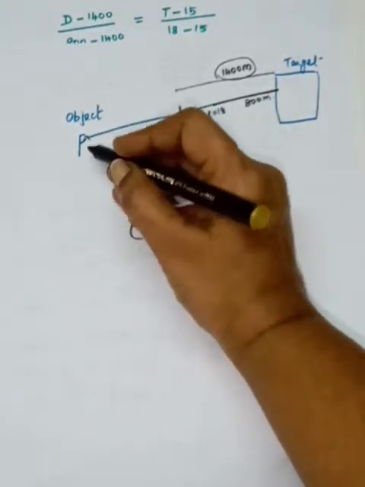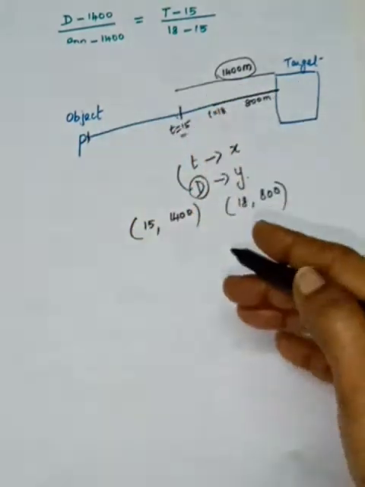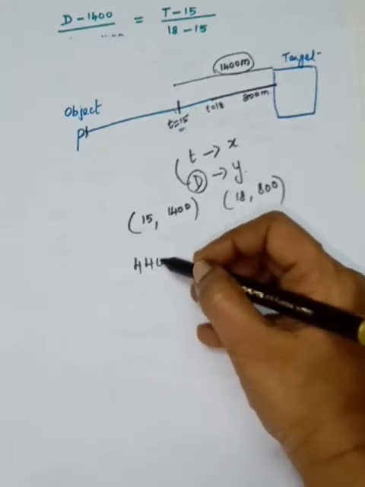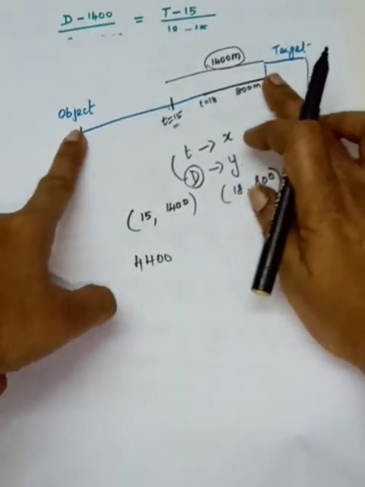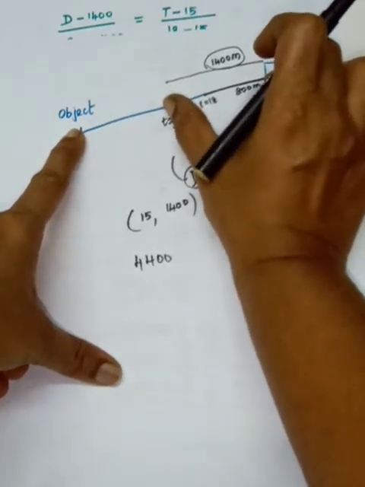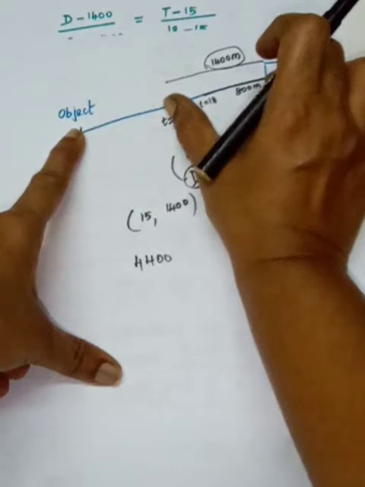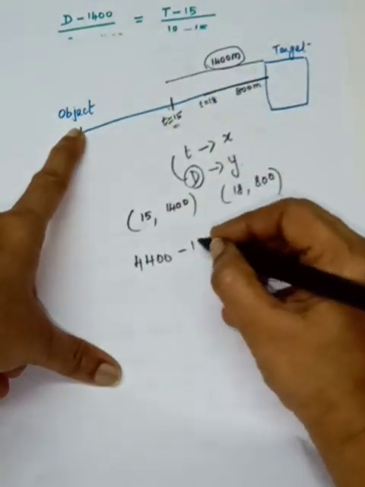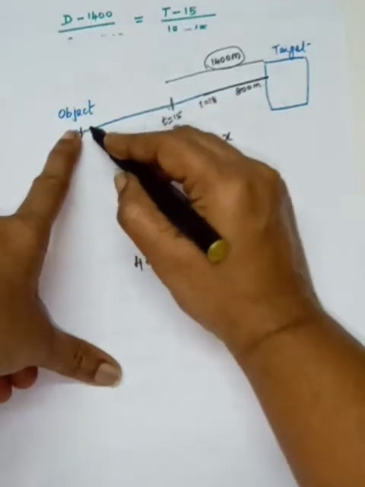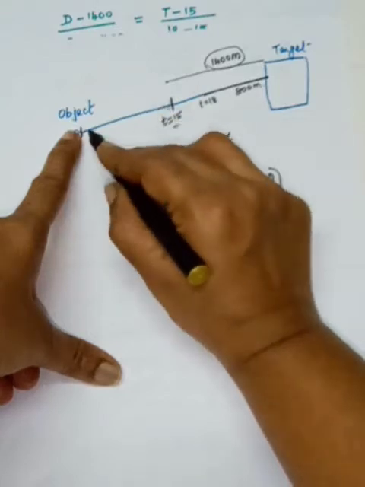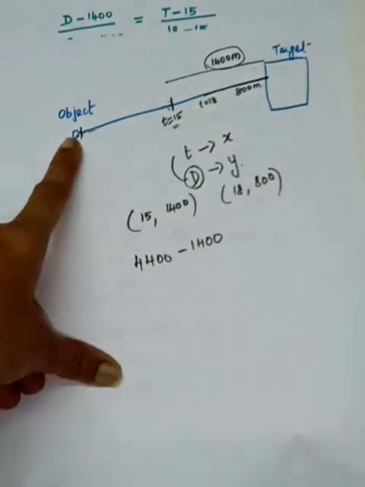This distance is asked. So in the first subdivision, we have found the total distance. What is the total distance? From P to this target, it is 4400. At the 15th second, the object is 1400 away from the target. If you subtract it from the total, you can find the distance covered by the object at the 15th second. That is the answer for the second subdivision.